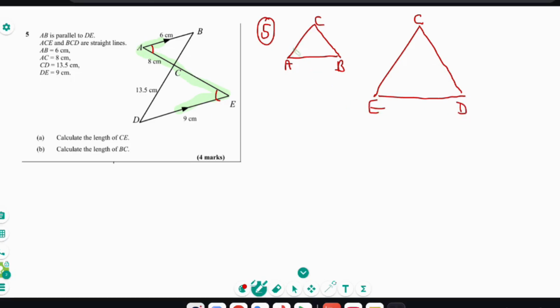So C is the same, A is the same as E, and B is the same as D. Let's label now. A to B is 6, A to C is 8, CD 13.5, DE is 9. So let's use ED and AB to get our scale factor. 9 divided by 6, 1.5. Okay, calculate the length CE.